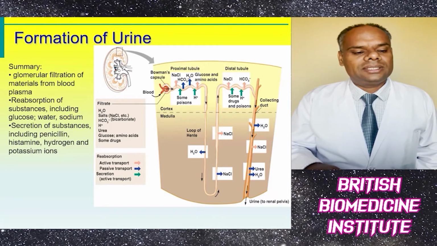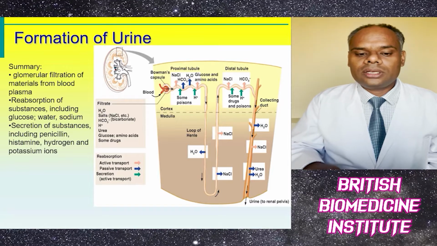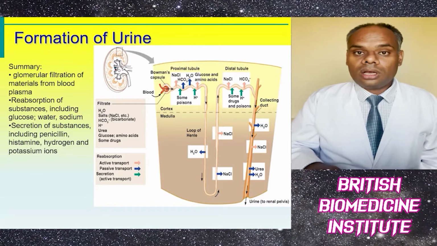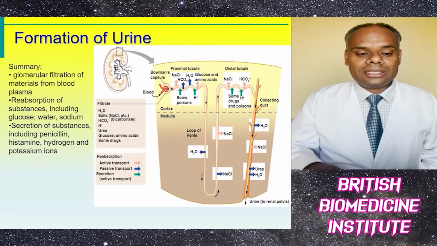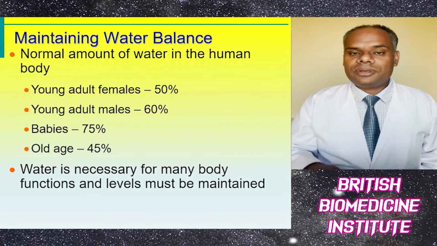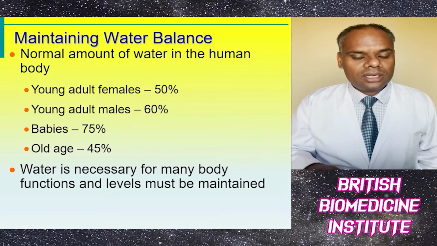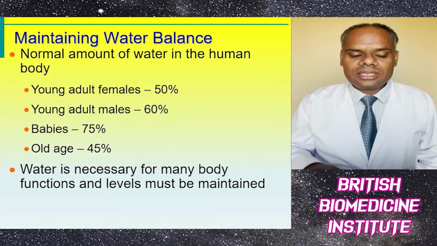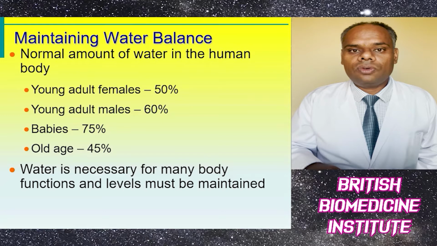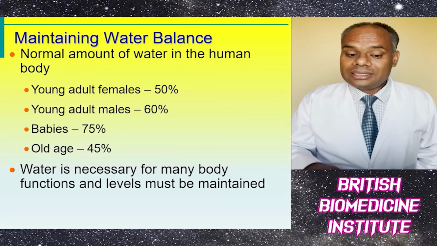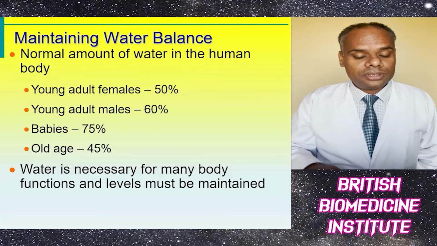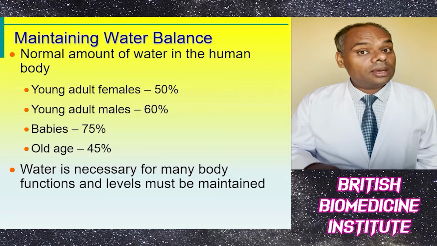Maintaining water balance. The normal amount of water in the human body is 50% for a young adult female, 60% for a young adult male, 75% for babies, and 45% in old age. Water is necessary for many body functions and the level must be maintained.